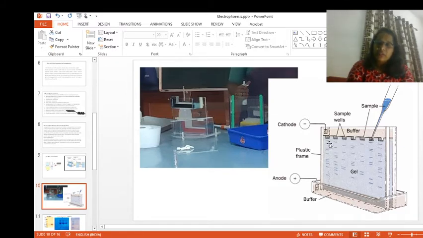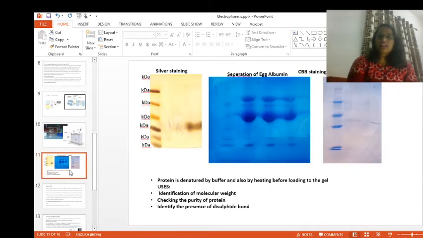Our loading dye, the bromophenol blue, tracks where the protein is moving. When it reaches more than three-quarters of the way, we switch off the power supply, and now we can stain our gel with Coomassie Brilliant Blue or any other type of staining. Usually we use Coomassie Brilliant Blue staining, which contains CBB R-250, glacial acetic acid and methanol. So our gel will look dark blue, and after that we destain it using a destaining solution which doesn't contain CBB. It contains only acetic acid and methanol.